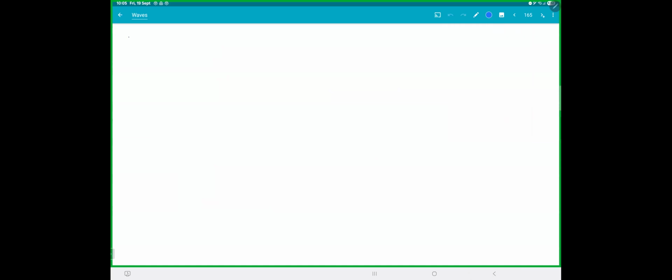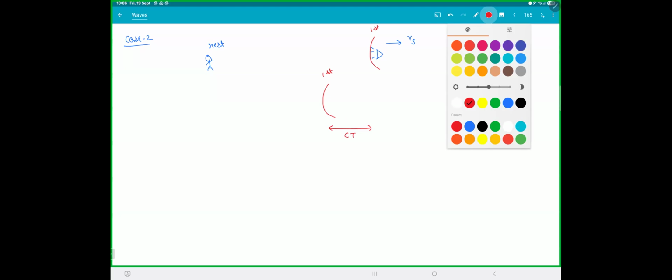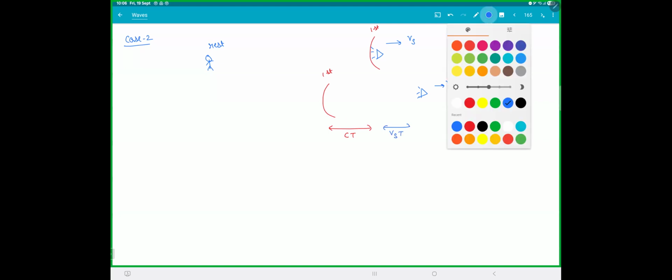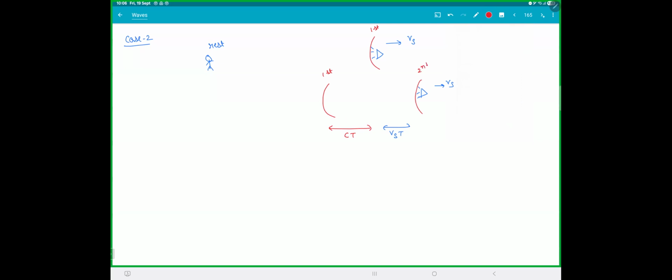Same thing, case 2. Let's say observer is at rest. And let's say this time the source is going backward. So this is your first wave. So after some time, the first pulse will come here. This will travel a distance of ct. The source must have gone backward. This will be vst. This is your second pulse.